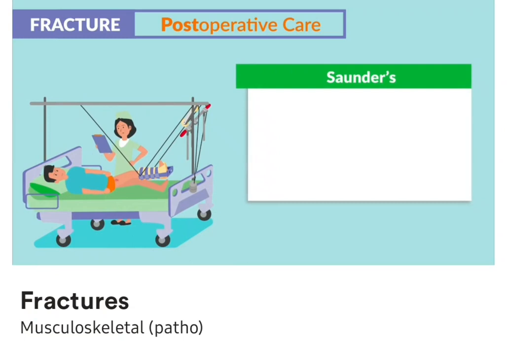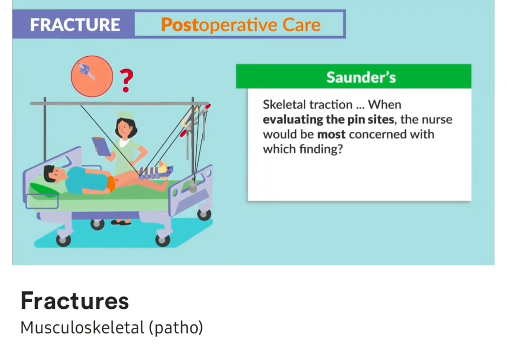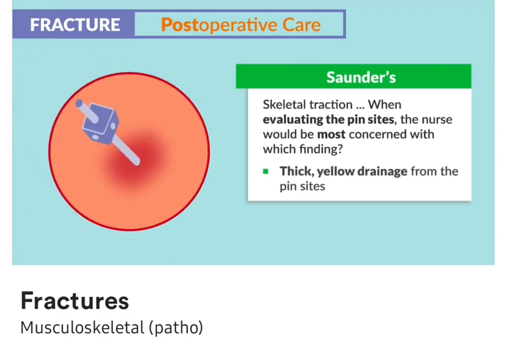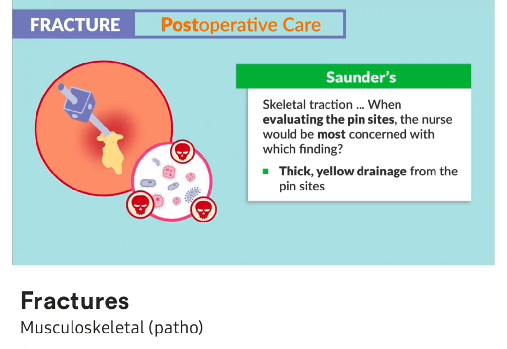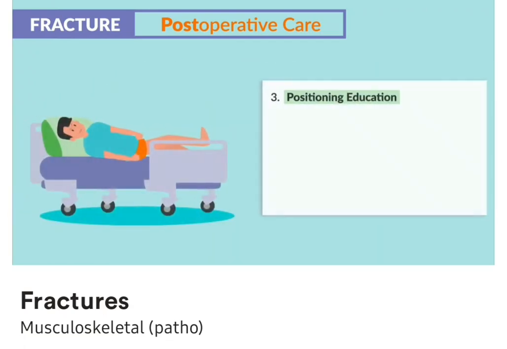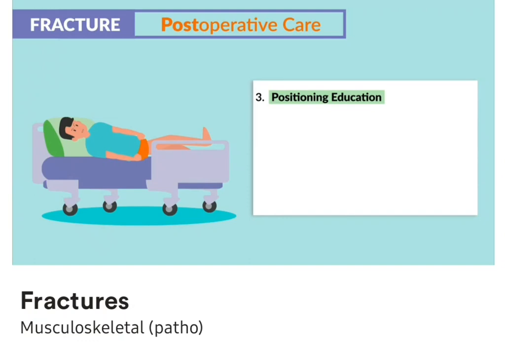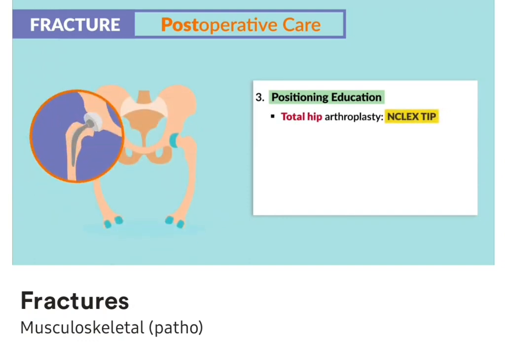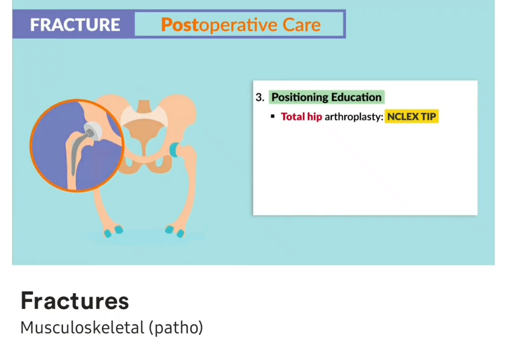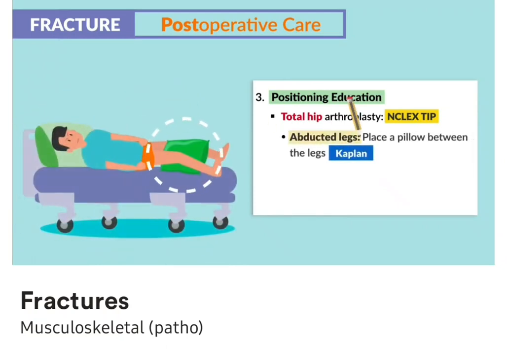And Saunders mentions, skeletal traction when evaluating the pin sites. The nurse would be most concerned with which finding? Thick and yellow drainage from the pin sites. Yes, this indicates an infection. Now, number 3 is position education. This is always huge, especially for total hip arthroplasties. Big NCLEX tip. We always make sure to abduct the legs.